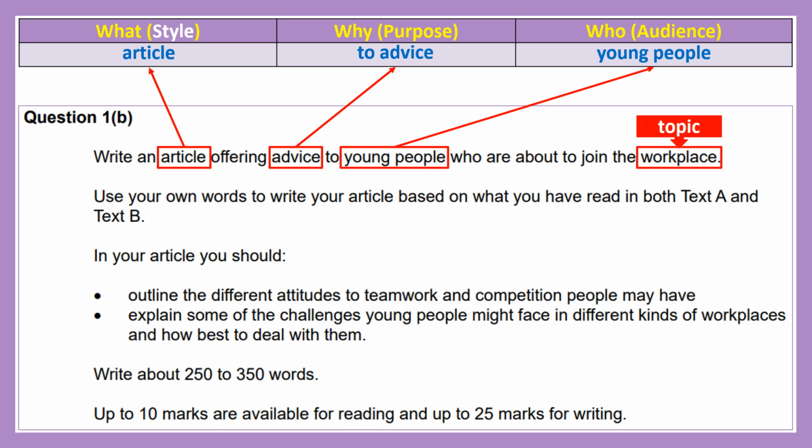Remember to use your own words in your response. Using your own words does not simply mean paraphrasing the detail. Instead, it means developing the detail into a more generalized idea.